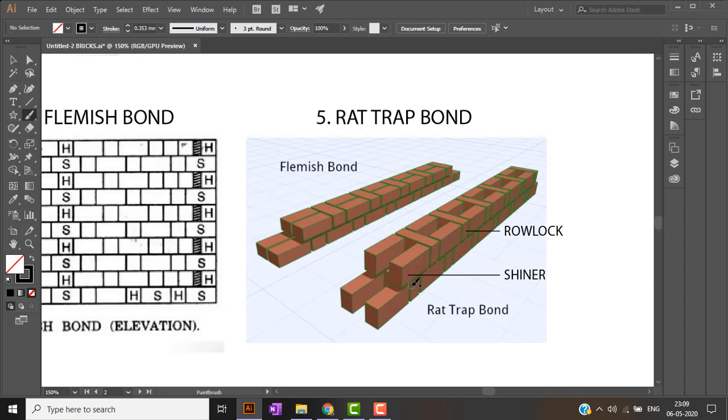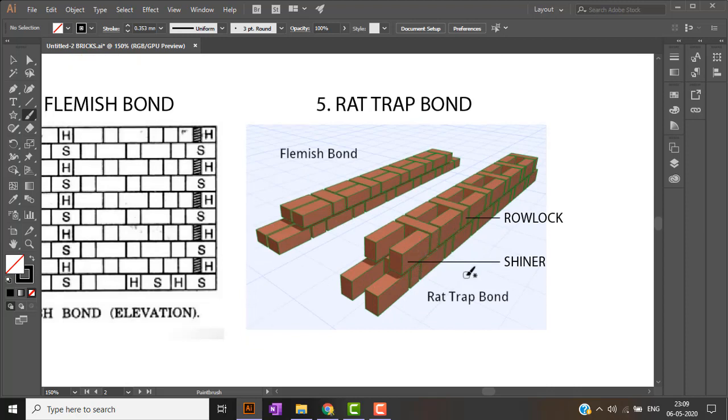Now the fifth type of bond is rat trap bond. Now you can see we have seen only header and stretcher laying positions. In rat trap bond they are shiner and rowlock. This is shiner bond and this is rowlock.